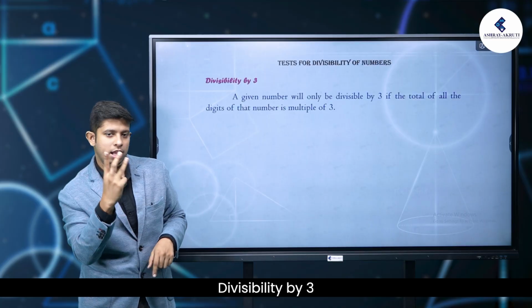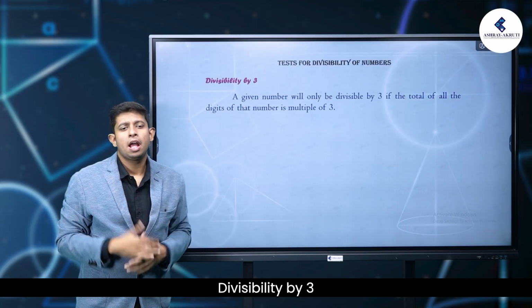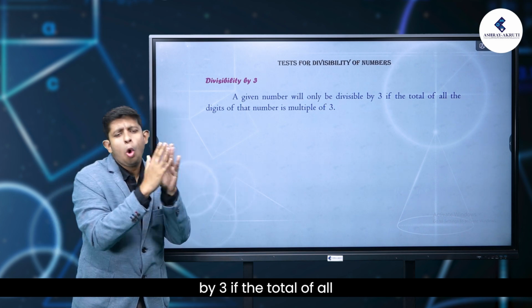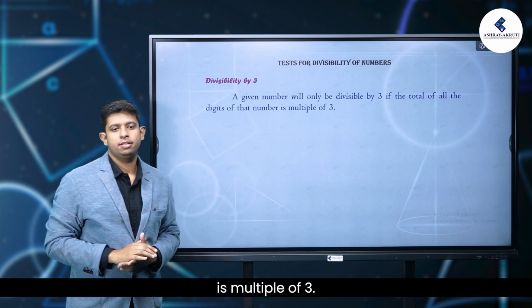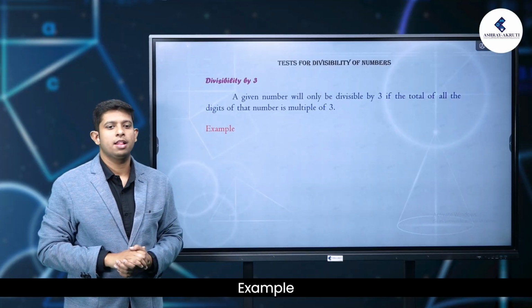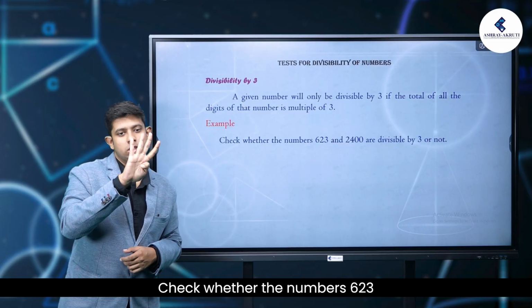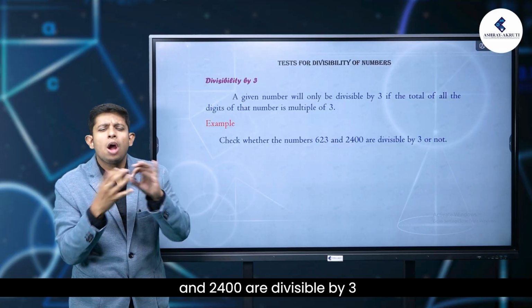Divisibility by 3. A given number will only be divisible by 3 if the total of all the digits of that number is a multiple of 3. Example: check whether the numbers 623 and 2400 are divisible by 3 or not.